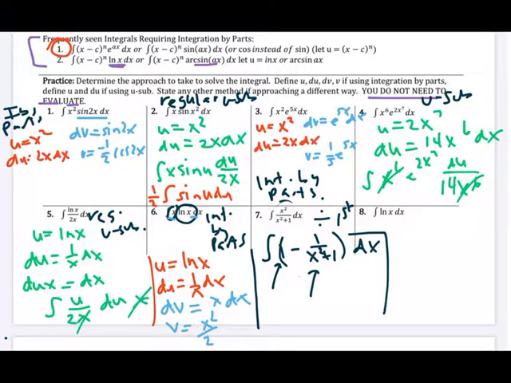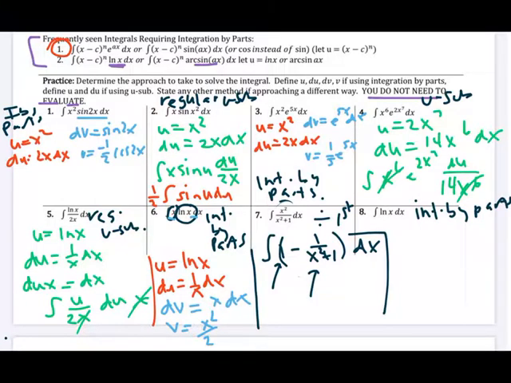Number 8 doesn't actually look like a product. All I see is natural log of x and dx, but we do not know how to integrate natural log of x. Therefore, we have to use some sort of integration. I can't use regular U substitution here, so I'm going to have to try and use integration by parts.